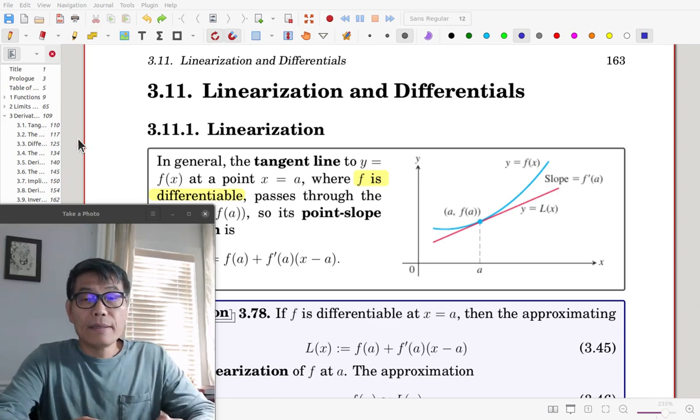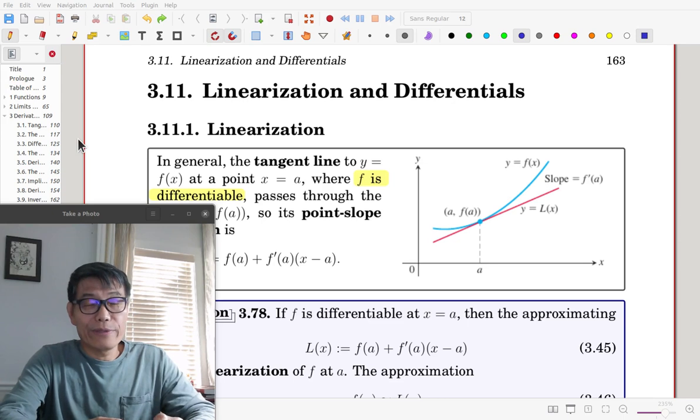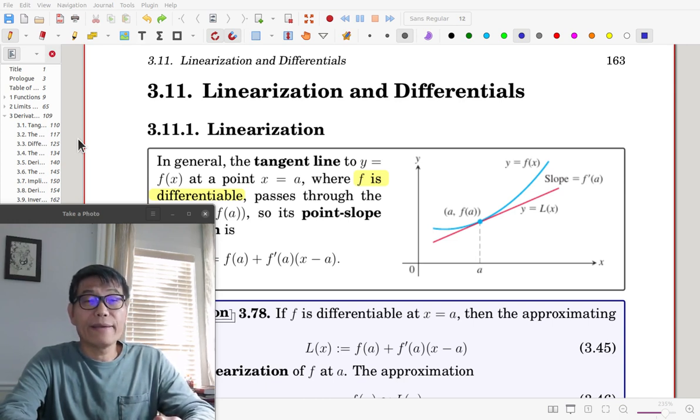Hi. Now it is section 3.11. In this section, we'll study linearization and differentials, which are approximation techniques.